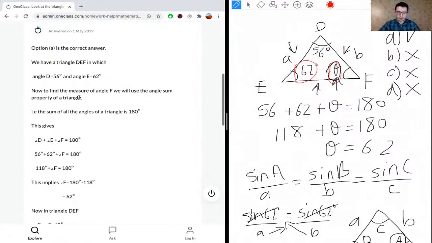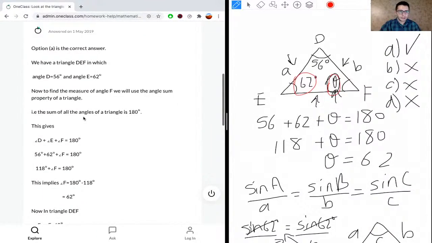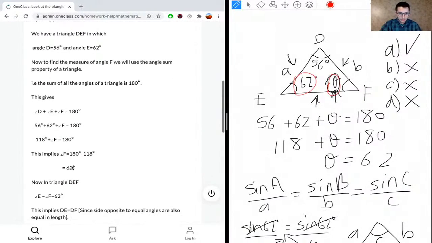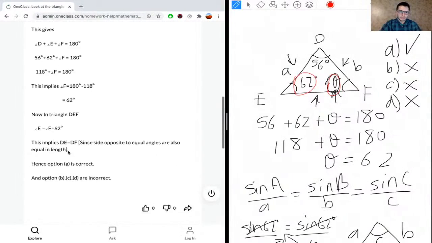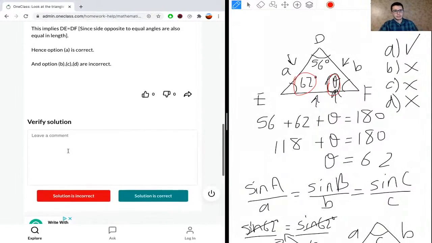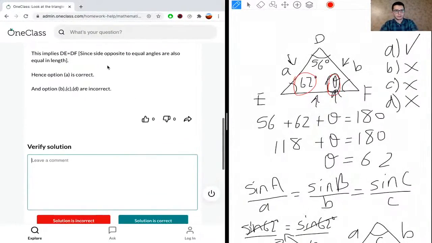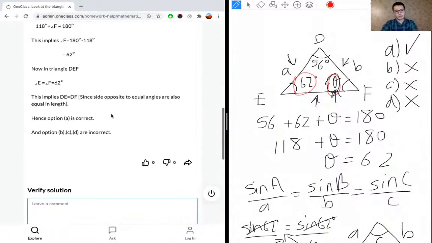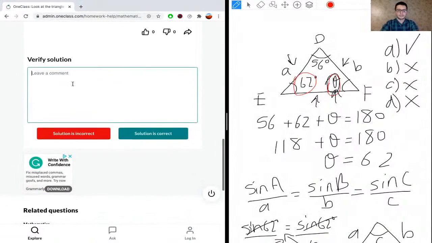So, looking at the solution, the correct answer is selected. We find that angle F is 62 degrees, which is correct. So option A is correct and B, C, D are incorrect. This implies DE is equal to DF, since sides opposite to equal angles are also equal in length, which is essentially just what sine law says. Okay, so the solution is correct.